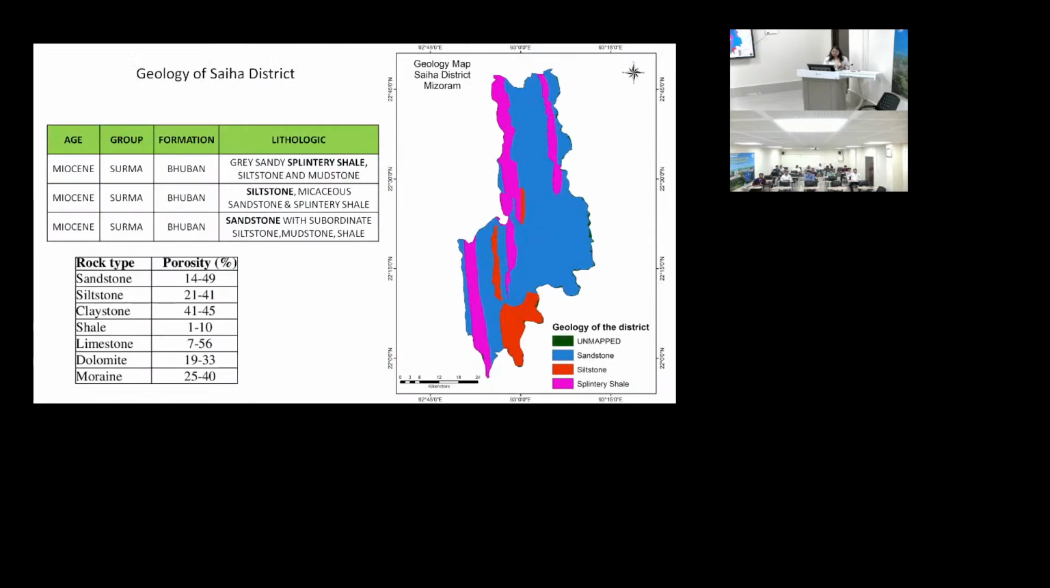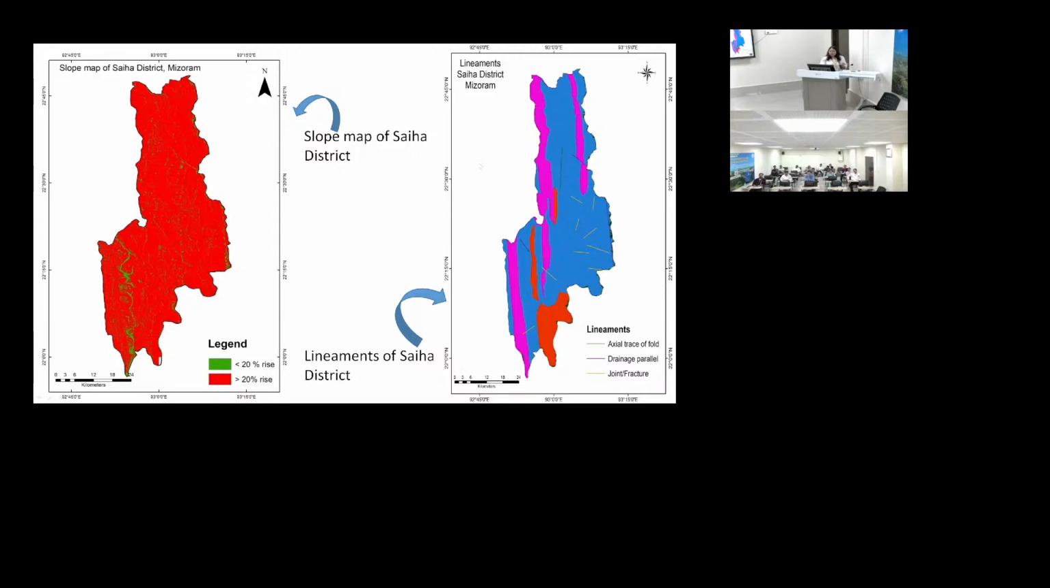So, for example, I am taking Saiha, Mizoram district. So, this is the geology of the area. As we can see, most of the area is covered by sandstone, and small patches of siltstone and splintery shale are there. So porosity wise, sandstone has the highest porosity, up to 49%, as compared to siltstone and shale. But when you see the lineament or the secondary porosity, you can see mostly secondary porosity is restricted to the sandstone. So further it is increasing the porosity.